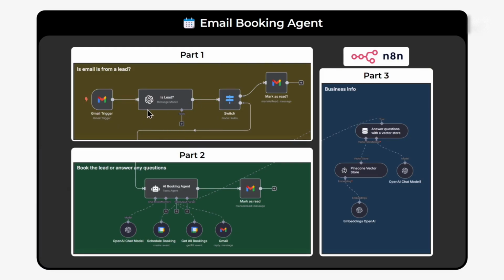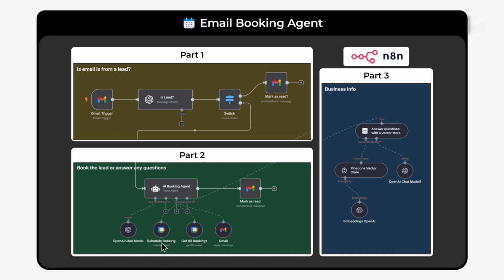So now that we've successfully checked whether the email was from a lead or a non-lead using the ChatGPT message model, we can now move on to the main part of the agent, which is the AI booking agent in part 2. This AI booking agent will book the lead or answer any questions they have using the ChatGPT message model and the tools provided. So let me quickly go through each tool.